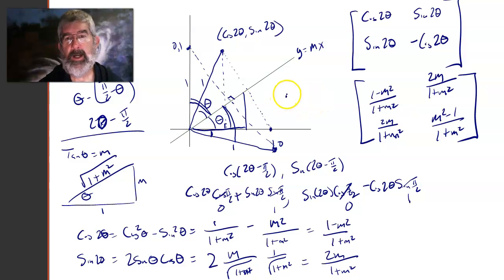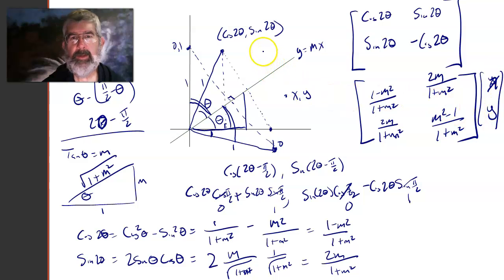You give me an xy, I will multiply that xy by one of these matrices, and it will tell me the resulting point over there. This one in terms of the angle, this one in terms of the slope of the line.